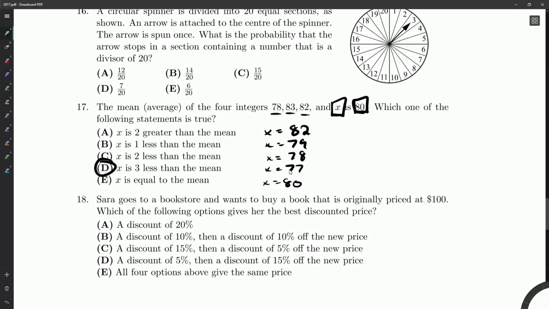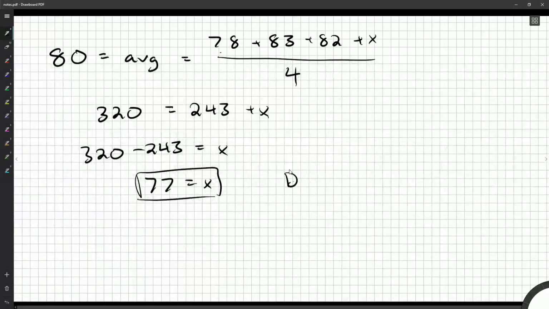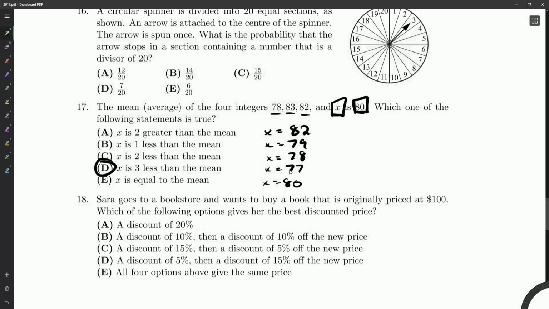X is 3 less than the mean. X is 3 less than 80. 77 is 3 less than 80. Now, why did they bother to phrase the question this way? Well, one thing you could try and do with this question is say, well, instead of all this, what do the statements actually mean? You could say, well, look at the numbers we've got.